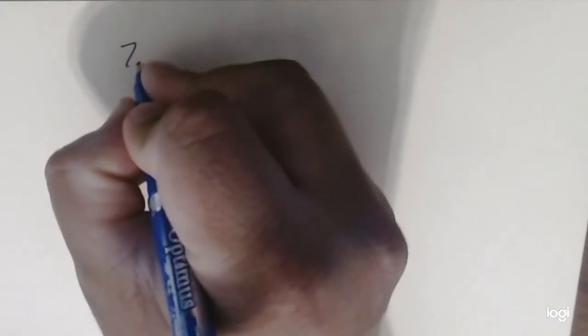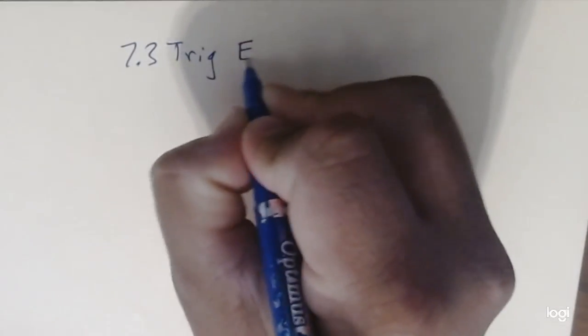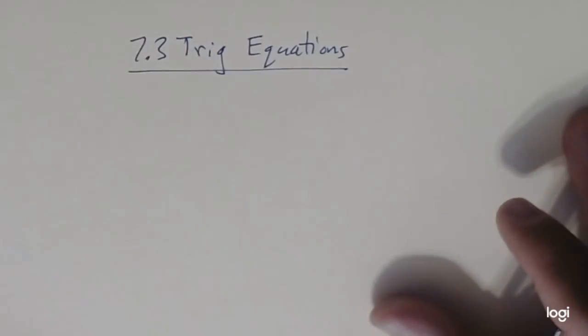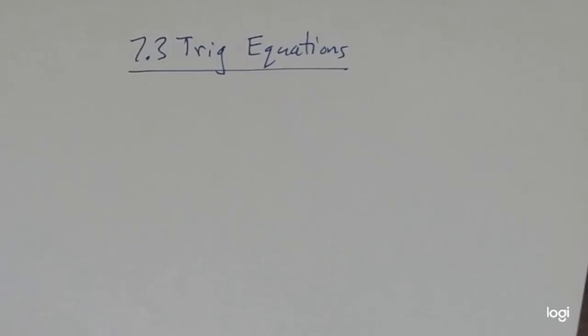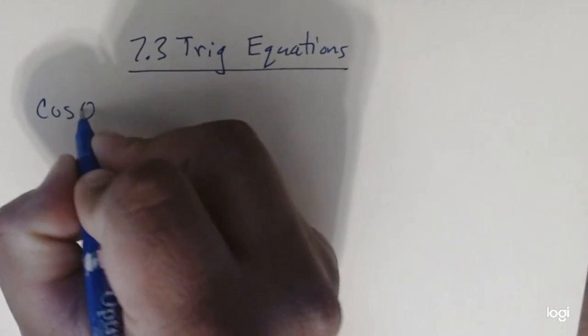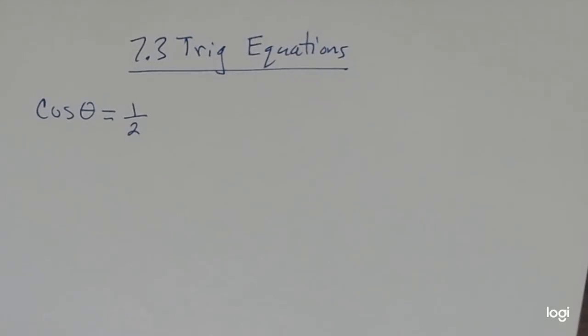Okay, so this is 7.3 trig equations. When it comes to the equations, basically we want to solve for theta. So kind of like this, if cosine of theta is equal to 1/2, right? What degree of theta, or what radian of theta, would actually be the answer?